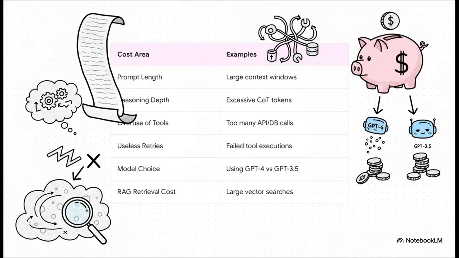Are your prompts just massive? Is your agent thinking out loud too much with long, expensive chain of thought reasoning? Or maybe, and this is a huge one, are you using a top-of-the-line model like GPT-4 for a simple task that a much cheaper model like GPT-3.5 could handle perfectly fine? Pinpointing these is half the battle.